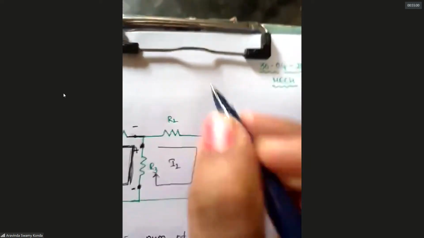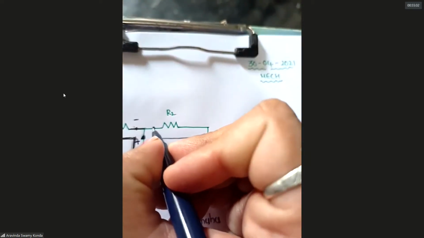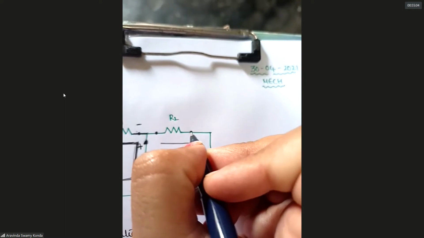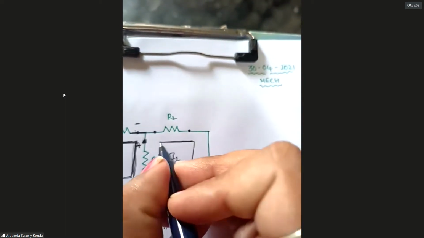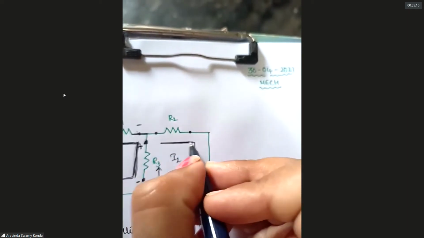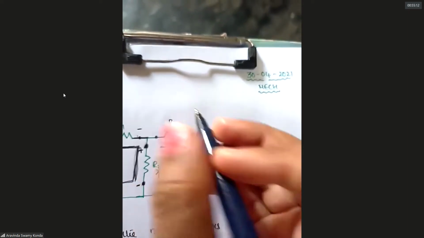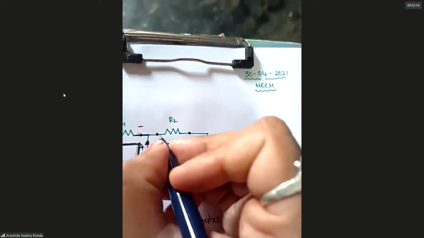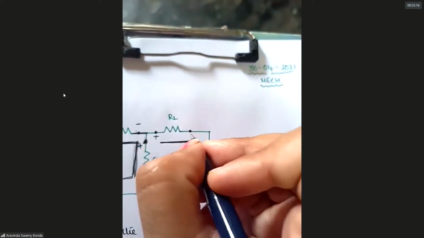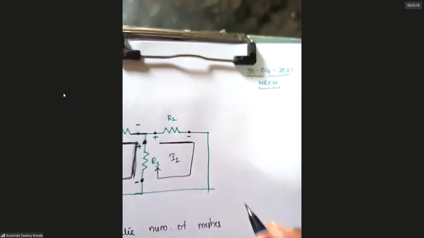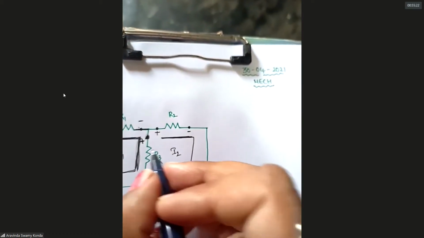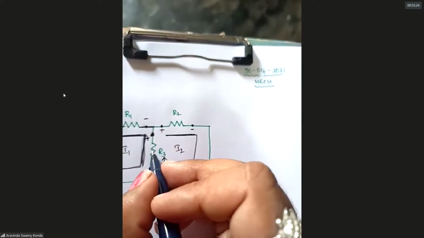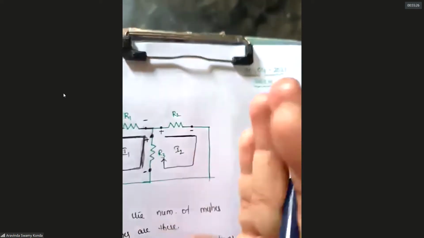Okay, and next, R2. R2 also has two terminals. So what current direction are you assuming? The current is flowing in this direction, and you are assuming like this. So it is entering positive and leaving negative. Again, you have R3 for this network also. We are already giving the signs for this, so that is not at all an issue.